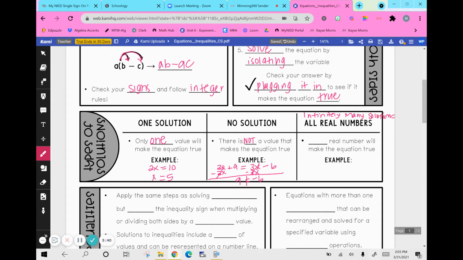So here it says any real number will make the equation true. And the example would be if you had something like 2x minus 8 equals 2x minus 8. So again, we would start by moving the variables to one side. So we'd subtract 2x. 2x minus 2x zeroes out. And I have negative 8 equals negative 8. So I'm left with a true statement. Anytime you get a true statement, that is going to be all real numbers or infinitely many solutions.